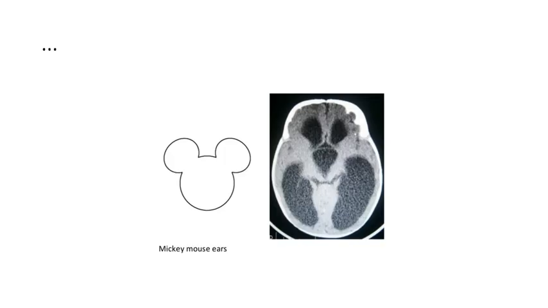And another thing that you may want to know about hydrocephalus is that it may show a Mickey Mouse sign. You see the anterior horns of the lateral ventricle, and what's in the middle is the third ventricle, and then this is the temporal horn.